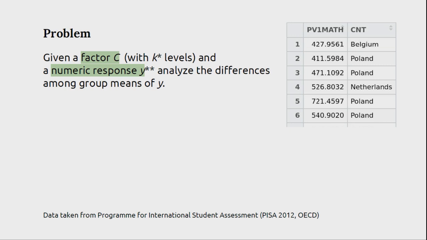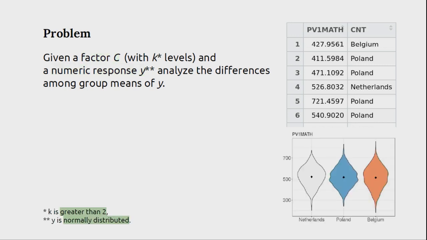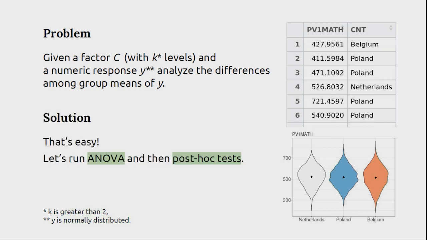And you would like to analyze the differences among group means of y. So for simplicity, we'll assume that y is normally distributed, and k is greater than 2. That is checked in this case. If y is normally distributed, you may say that this task is pretty easy, because first you just need to run analysis of variance to detect whether any difference is present, and then you just follow up with a particular post hoc test that will detect where exactly this difference is located in the data.